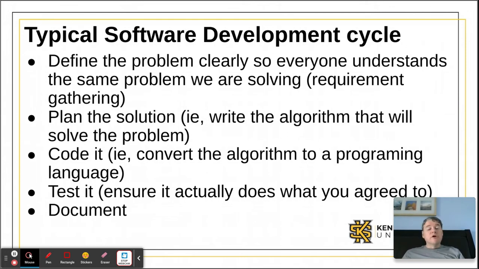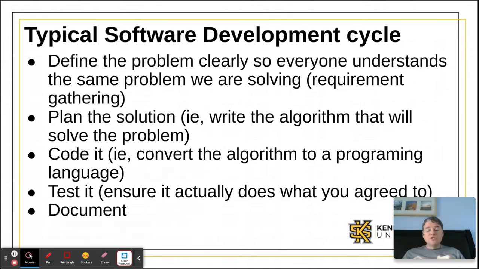So those are all things that you're going to have to think through with the algorithm as to exactly how that's going to work. Once you've gotten through that phase, we move on to the coding it phase. So coding it means taking the algorithm that we just got and converting it into a programming language.